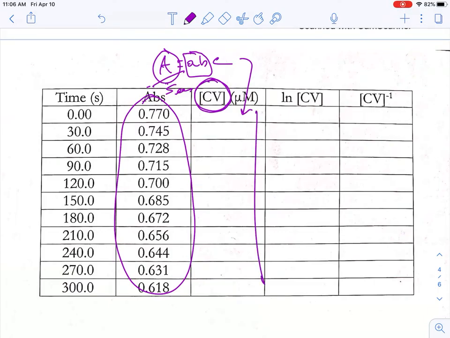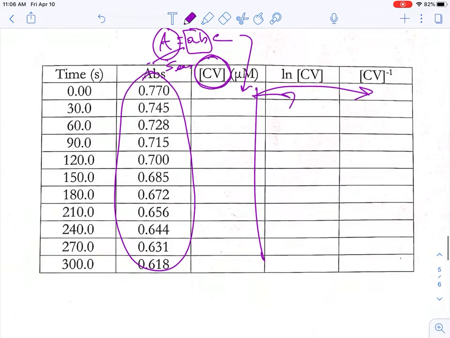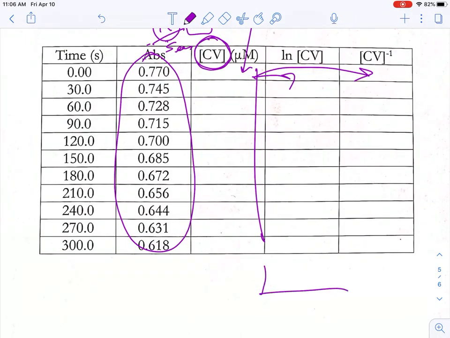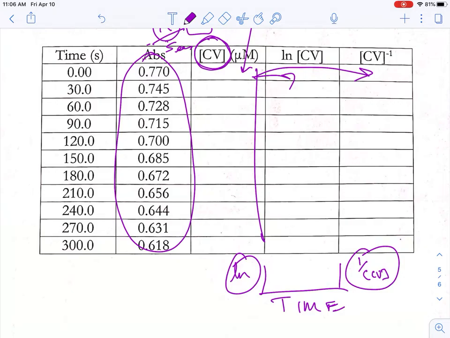Then, once you get your concentrations, you're going to take the natural log of these, and then you're going to take the inverse of these. And you're going to draw graphs with time on the x-axis, natural log here, and inverse of the concentration over here. Now, this data actually worked out pretty well. And not to ruin the surprise, but you'll see this anyway, what you should see is that your natural log graph turns out to be much more linear than this one does. This one actually is kind of linear, but there's a little bit of a hiccup at the beginning.